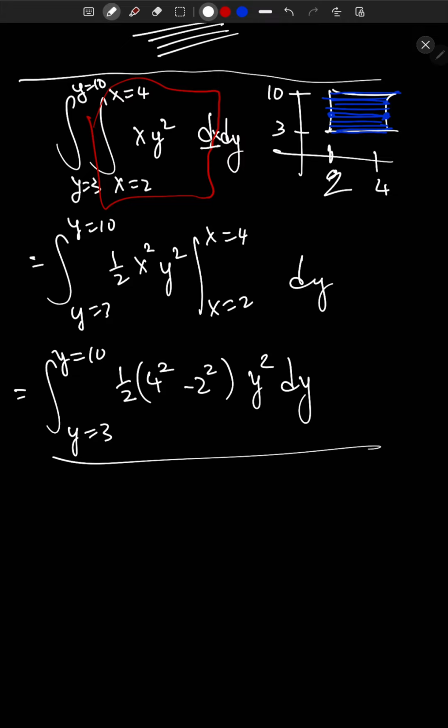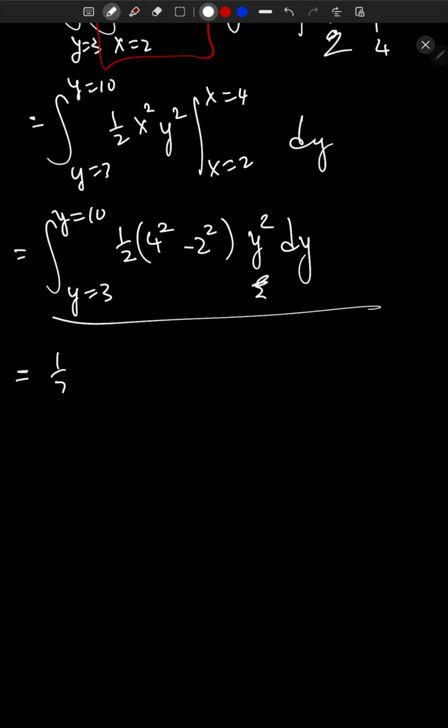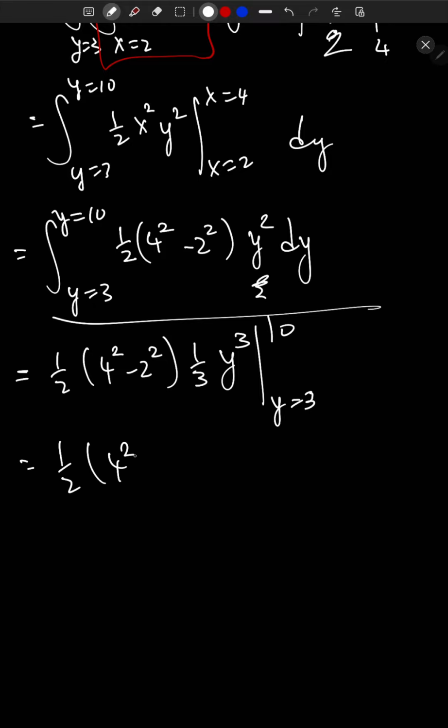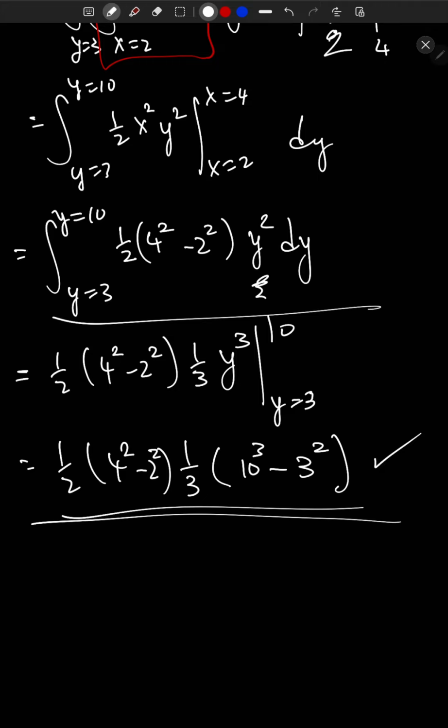No more x's at this point. And it's just a one variable calculus integral with respect to y. And we might as well just finish it at this point. 1/2 (4 squared minus 2 squared) times 1/3 y cubed, y equals 3 to 10. And of course, this is exactly the same answer we got with our earlier order of integration. All right, and that's it. That's the idea behind integration for two variable functions. Very, very straightforward for rectangular regions.